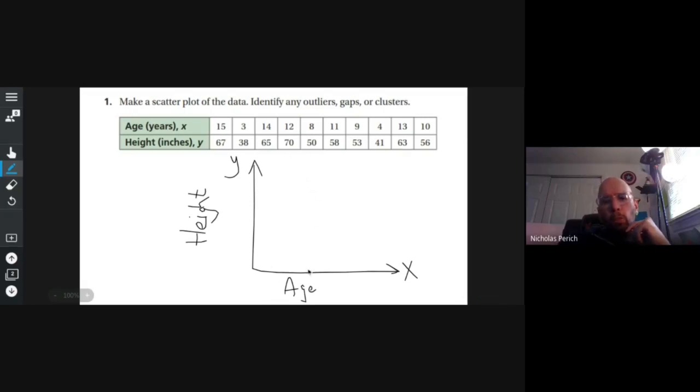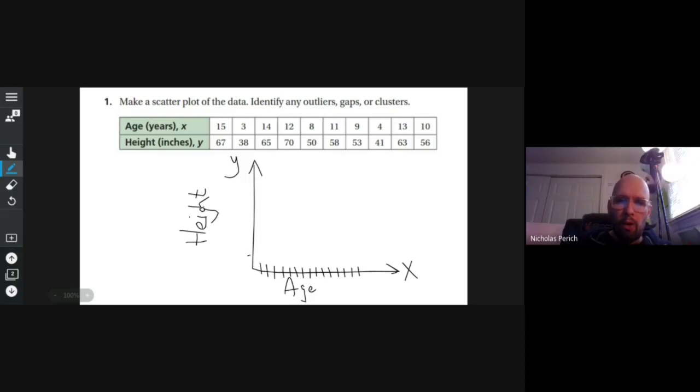Let's see what my smallest age is. 3 is my smallest age. What's my biggest age? 15. So I'm going to go 0, 1, 2, 3, 4, 5, 6, 7, 8, 9, 10, 11, 12, 13, 14, 15. I can do that. What I don't want to do is go 1, 2, 3, 4. So what I'm going to do here is go by fives.